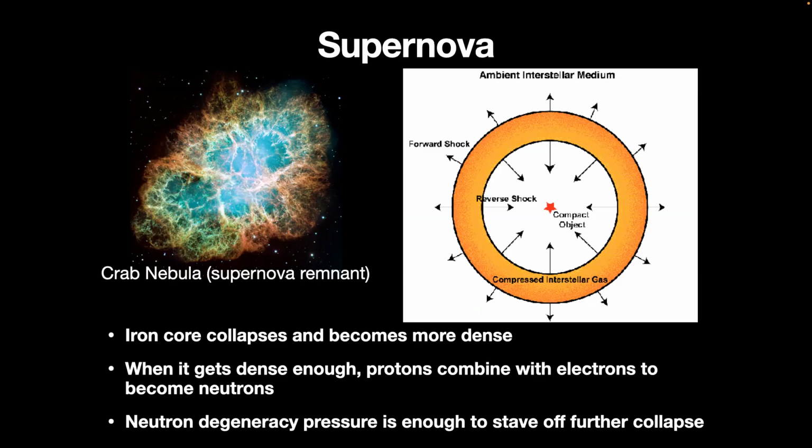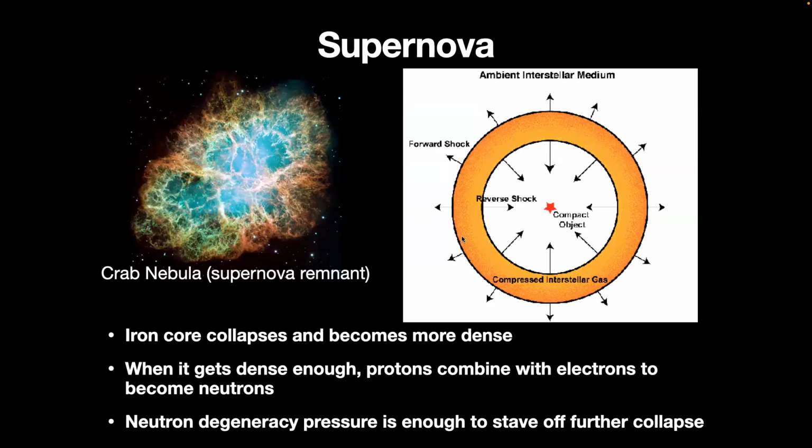What was an iron core is now basically a big ball of neutron gas. When it becomes dense enough, a new type of degeneracy pressure steps in called neutron degeneracy pressure, and it provides the outward pressure to stop further collapse. Now we have what's called a neutron star, and this will happen to stars up to like 10 to 20 solar masses. Here we have the famous Crab Nebula, which is a supernova remnant, blasting out the outer layers in an explosion.